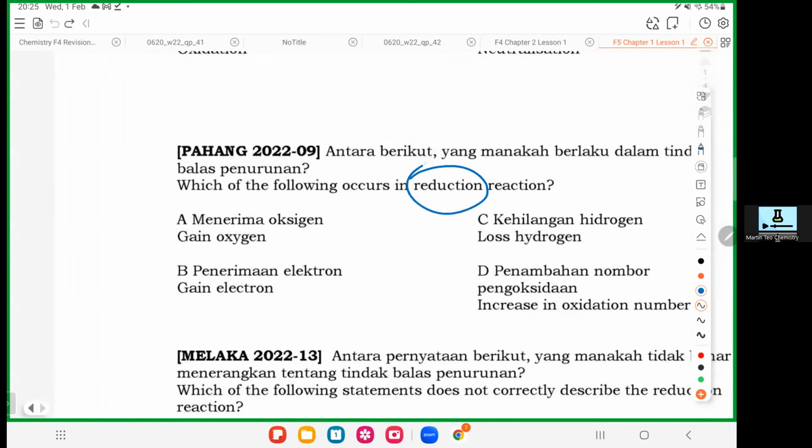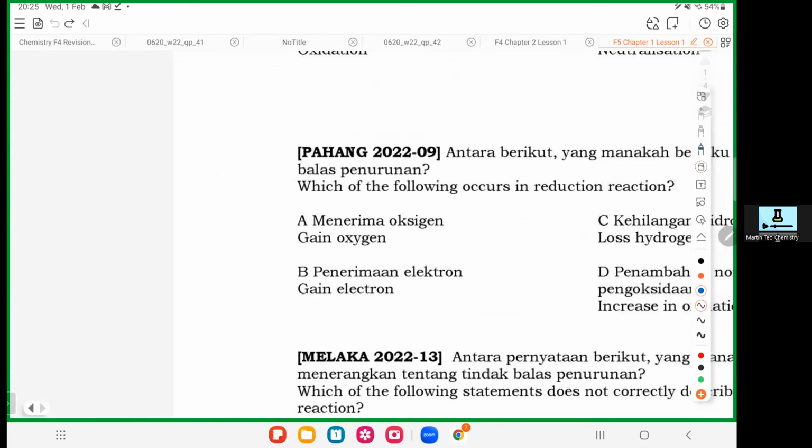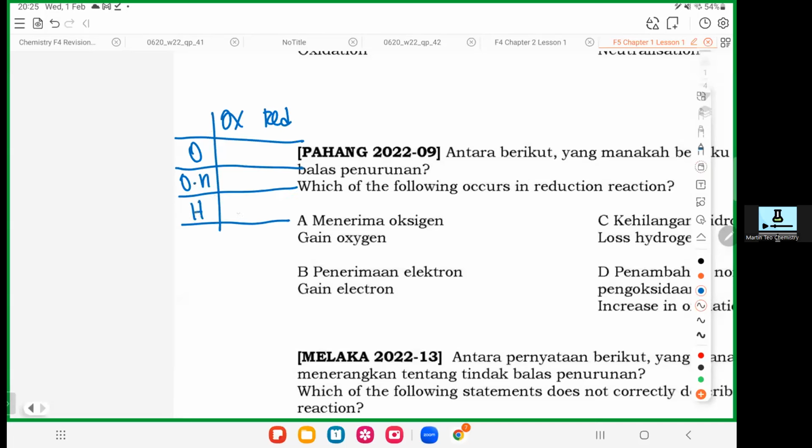So reduction. How do I do it? Remember, let's do a table: oxidation, reduction. There are 4 methods. First method, oxygen. Second method, oxidation number. Third method, hydrogen. Fourth method, electron. So how to remember? Look at the first letter: O and O plus, O and H different letter minus, O and E different letter minus, terbalik. Minus, minus, plus, plus.